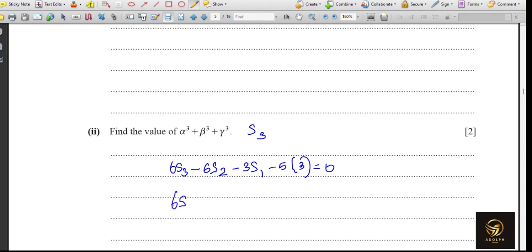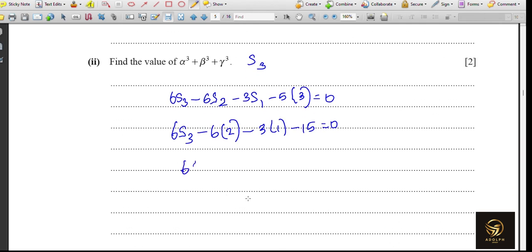6s cube is the thing you have to find. I mean s3. So 6s3 is going to be the unknown value here. Minus 6 into s2, which is 2, we calculated it in the previous step. Minus 3s1. 3 into s1, we got s1 as 1, so it is negative 3 into 1. Minus 5 into 3 is negative 15 equals 0.